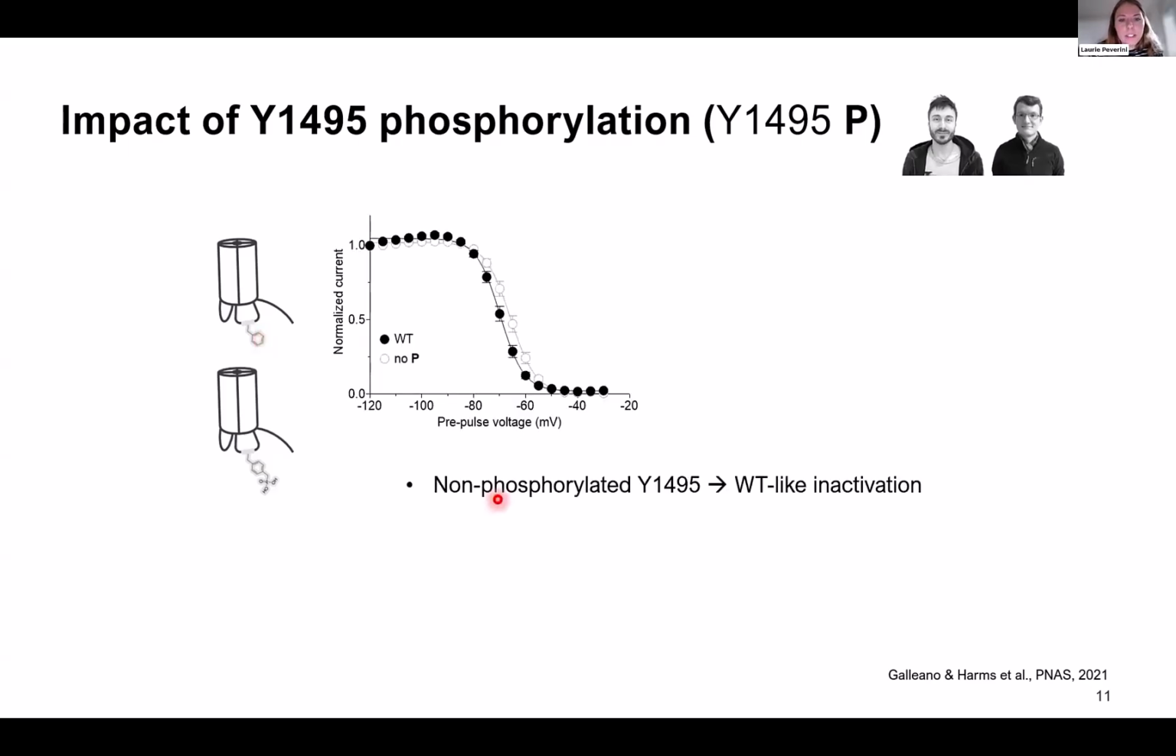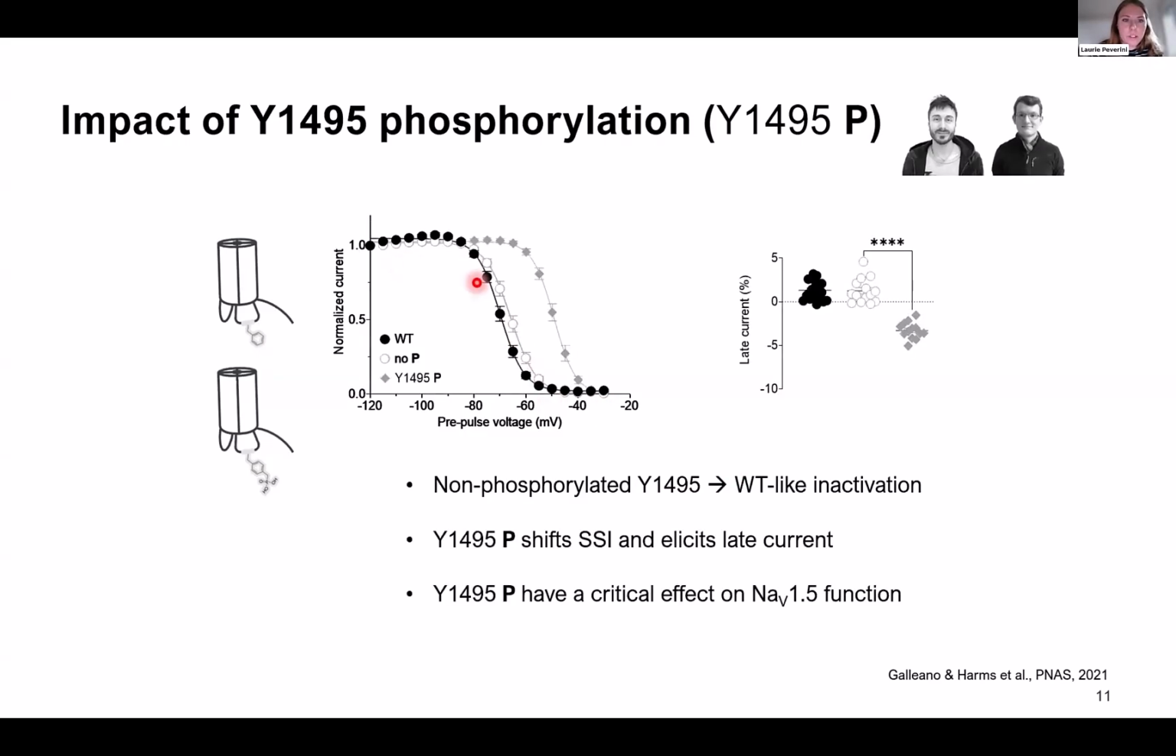For the non-phosphorylated construct on Y4095, they have seen that it has a wild-type-like inactivation voltage dependence. For the phosphorylated constructs, it shifts the steady-state inactivation properties to more depolarized potential, and it elicits late current. So they have been able to show directly that these phosphorylation sites have a critical effect on NaV1.5 function, and namely on inactivation.